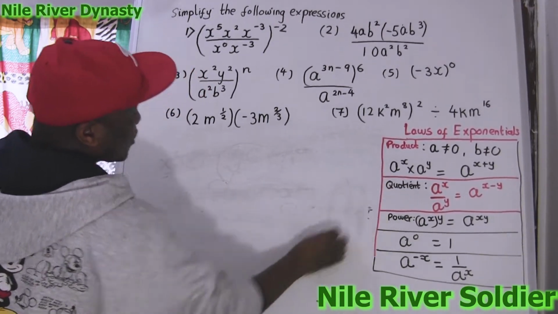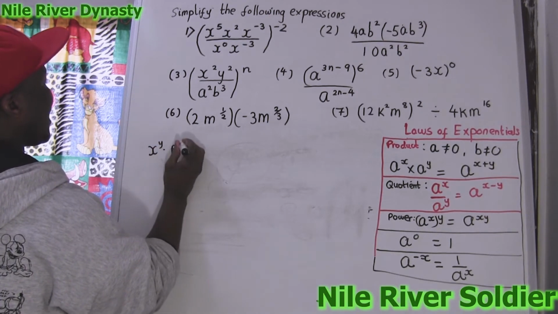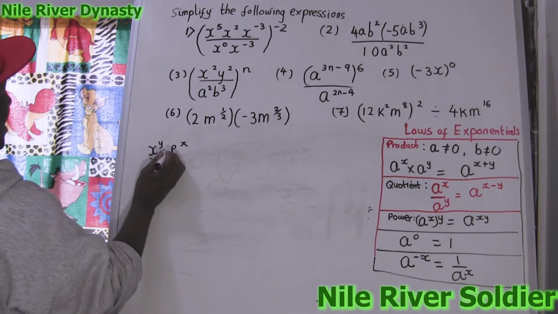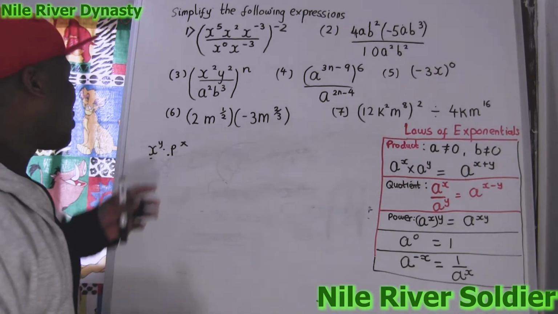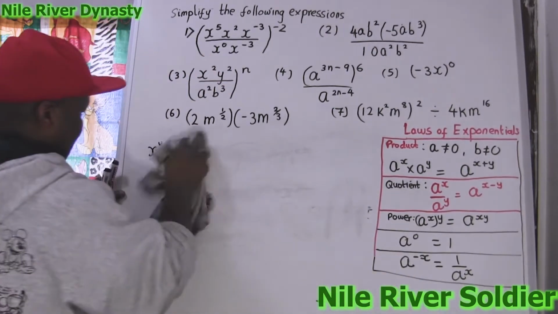Situation like this, for example. Somebody gives you x power y times p power x. You see, these bases are not the same, so there's nothing you can do. So this is going to remain the same.